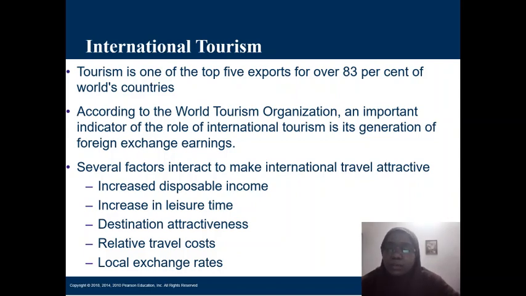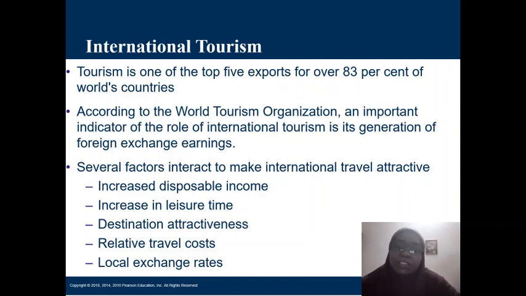So to many countries or many regions, tourism is one of the top parts of their exports. They generate a lot of money from tourism. And internationally, it is one of the top 5 exports for over 83% of the world's countries. According to the World Tourism Organization, an important indicator of international tourism is its generation of foreign exchange earnings. There is a lot of foreign earning generation when it comes to the tourism industry.